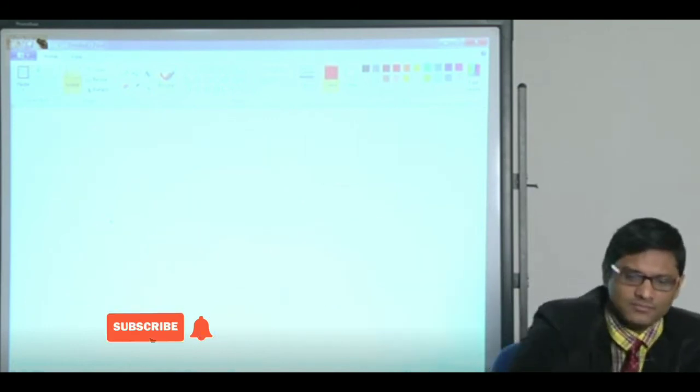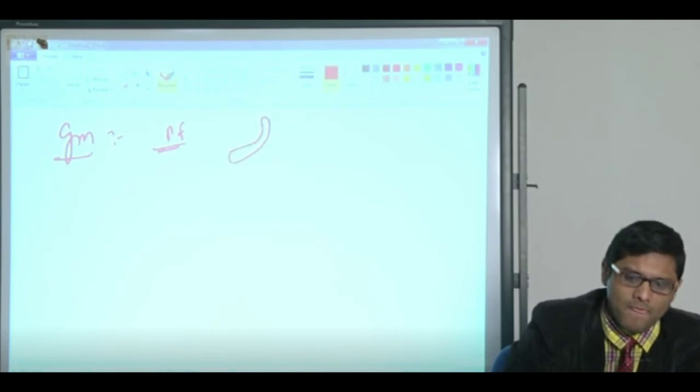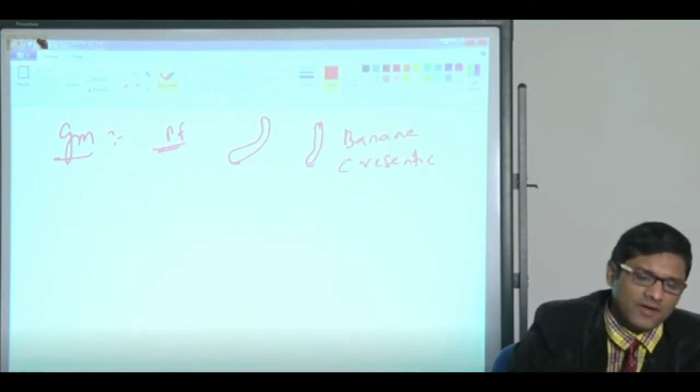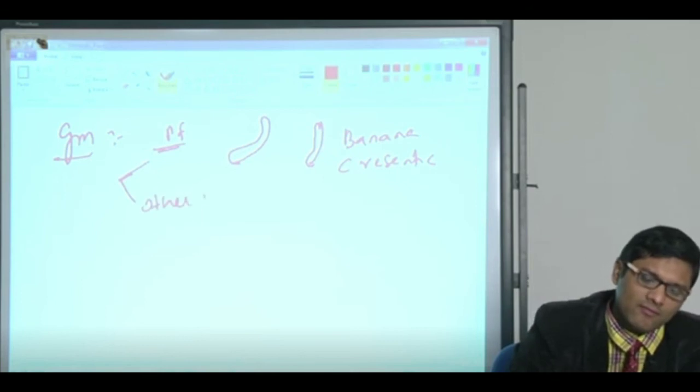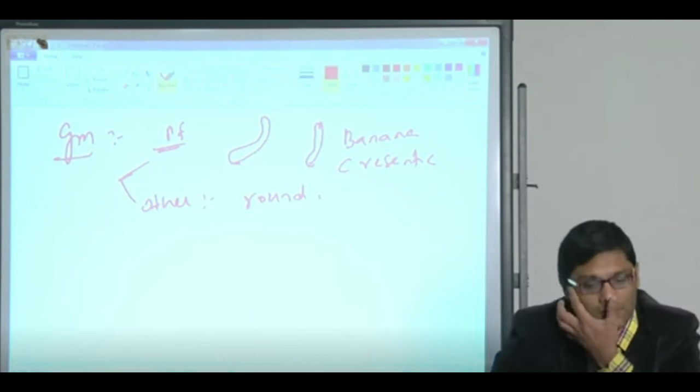Next is gametocyte. They say that in falciparum, the gametocyte is banana shaped, banana shaped or crescentic, whereas in the other non-falciparum species the gametocyte is round.